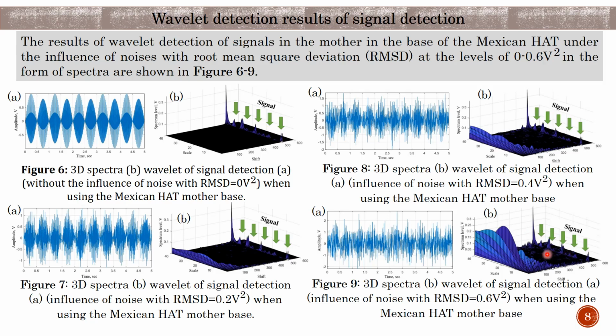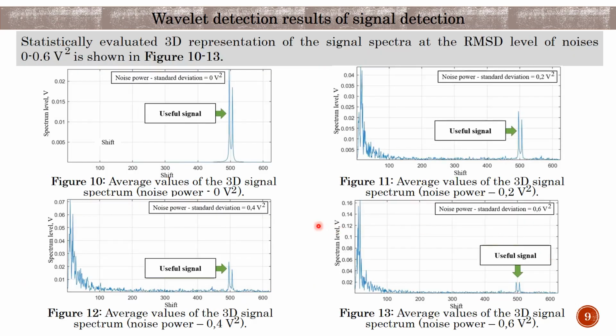Statistically evaluated 3D representation of the signal spectra at the RMSD level of noises 0 to 0.6 volts squared is shown in figures 10 to 13. The average realization of wavelet spectra, figures 10 to 13, allows for more detailed comparative analysis of data in comparison with the 3D representation of spectra.